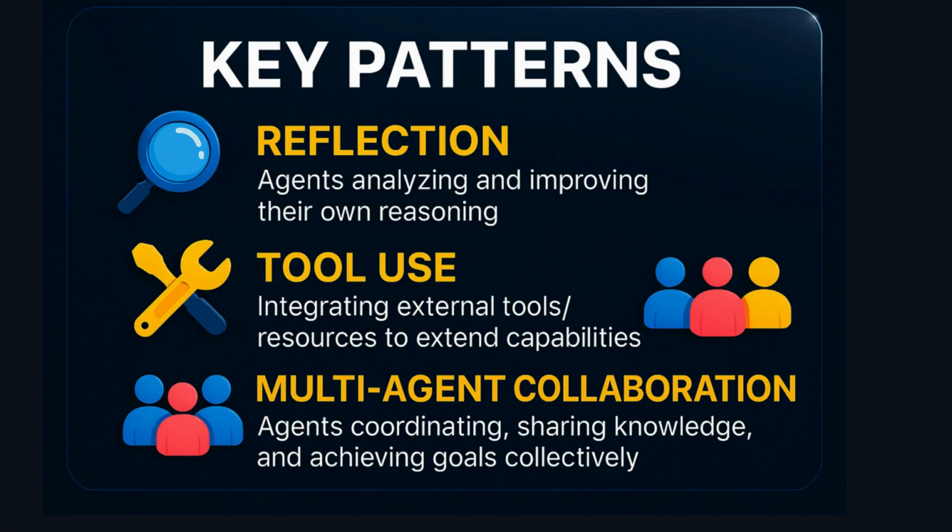This slide, titled Key Patterns, introduces three foundational agent design patterns that are critical in the development of intelligent and autonomous systems. Each pattern represents a strategic approach to enhancing agent behavior and system performance. First is reflection. Reflection refers to an agent's ability to introspect, analyzing its own reasoning process and adapting it for improved decision making. This pattern is essential for creating agents that can learn from experience, self-correct, and evolve over time. It supports a higher level of autonomy and robustness, especially in dynamic or uncertain environments.